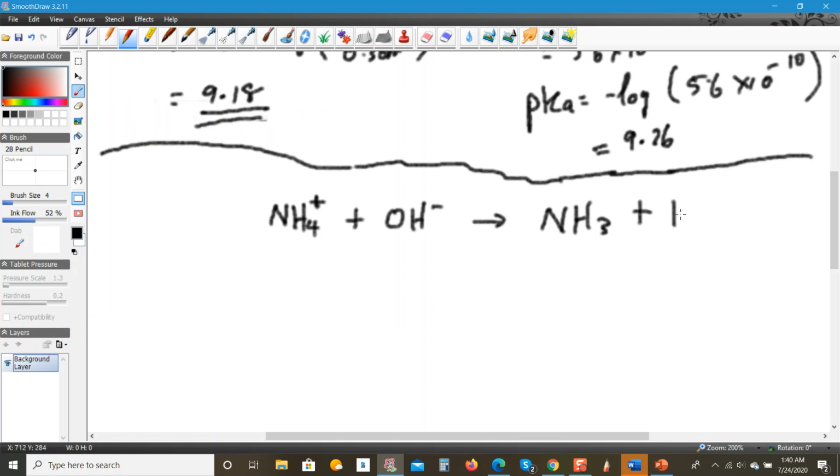Actually, you know what? Let me erase this because I think I need to, I'm going to write this later on, but I think I need to calculate the moles first. So let me calculate the moles first.